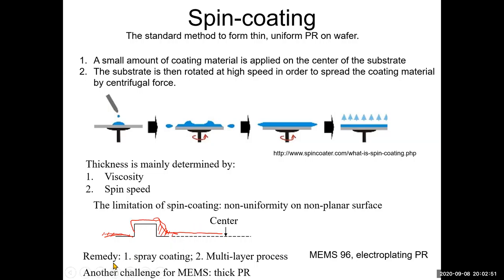How do we address this issue? Well, there are two possible ways. First is to use a spray coating instead of spin coating. Second, we can use a multi-layer process, spin coating photoresist multiple times, which makes a much thicker photoresist.